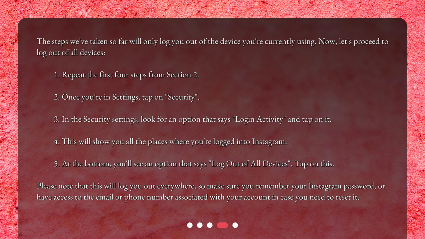4. This will show you all the places where you're logged into Instagram. 5. At the bottom, you'll see an option that says Log Out of All Devices. Tap on this. Please note that this will log you out everywhere, so make sure you remember your Instagram password, or have access to the email or phone number associated with your account in case you need to reset it.